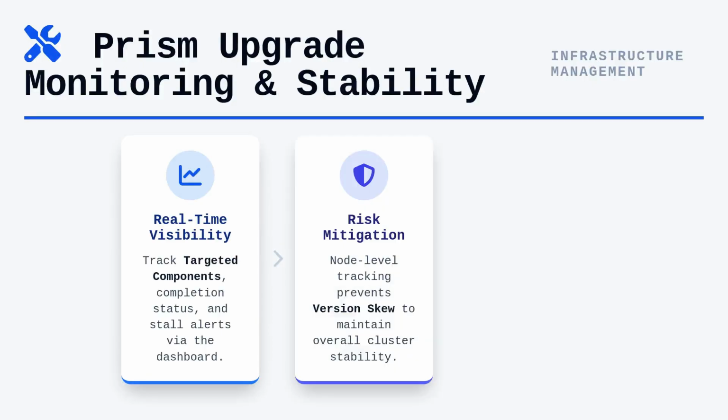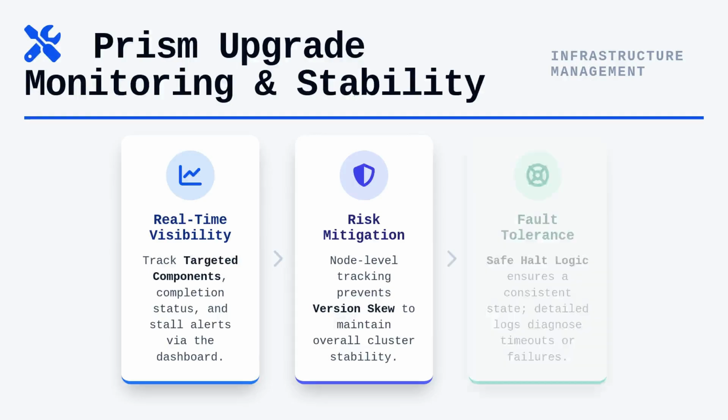Behind the scenes, the cluster keeps track of the software versioning on every distinct node to prevent version skew that could jeopardize cluster stability. If an upgrade fails mid-process, the logic is usually designed to safely halt, leaving the remainder of the cluster either at the old version or in a consistent hybrid state, depending on the component in question.